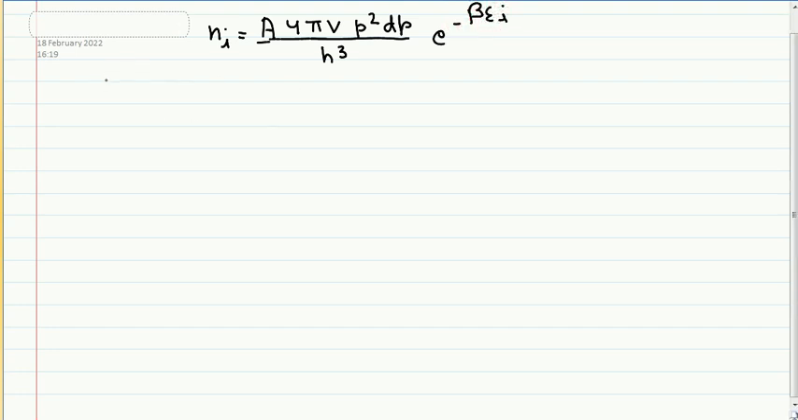Now we are interested in finding the distribution function of the speed, so we will write this distribution function in terms of the speed. So we will write it as N(v) dv is equal to 4 pi A V upon h cube, P square dP e to the power minus beta ei. Because we are interested in finding out the speed, we will substitute velocity instead of momentum. So we will put the value of momentum in terms of the velocity.